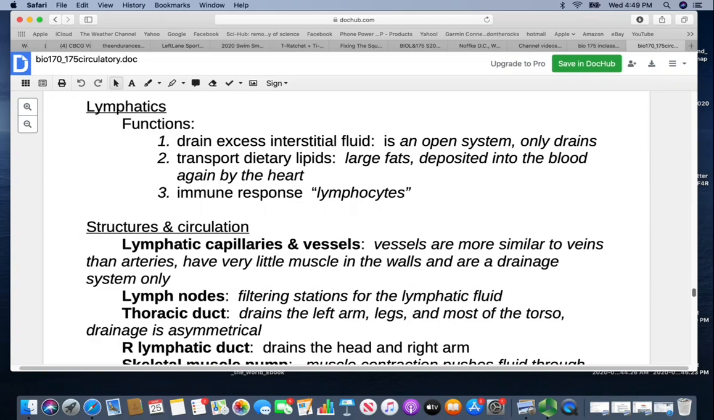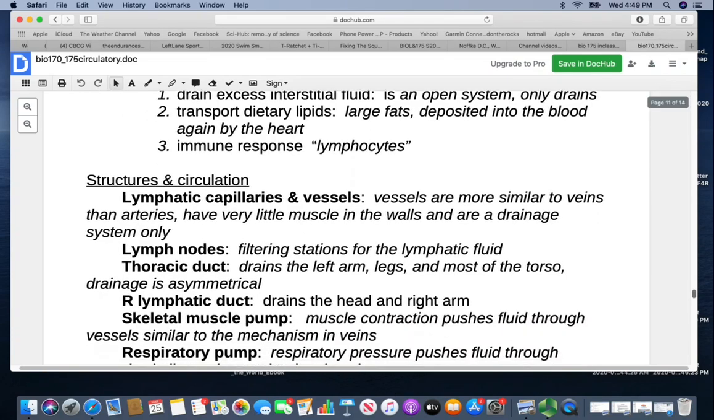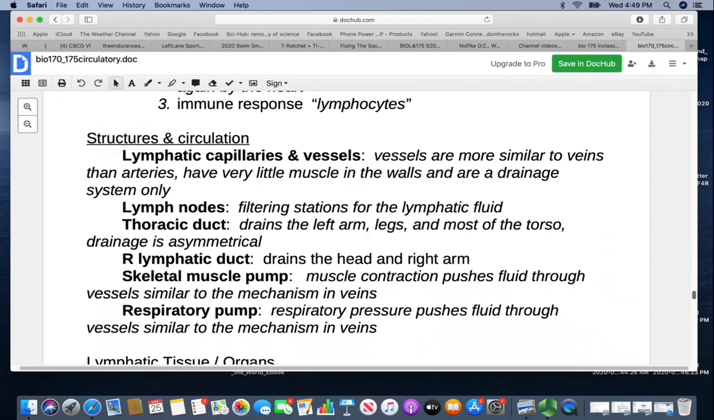So our lymphatic capillaries and vessels are more similar to veins than arteries. They have very little muscle in the walls, and they're a drainage system only, so they're not going to be good at pushing fluid through. The lymph nodes are filtering stations along the way for the lymphatic fluid.